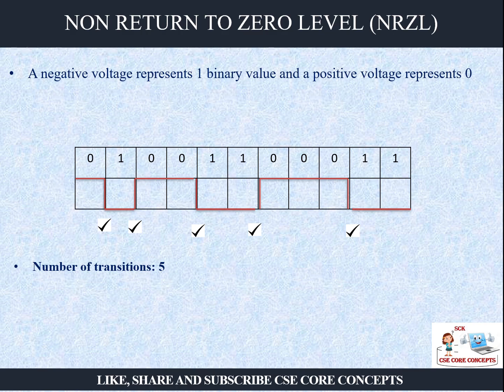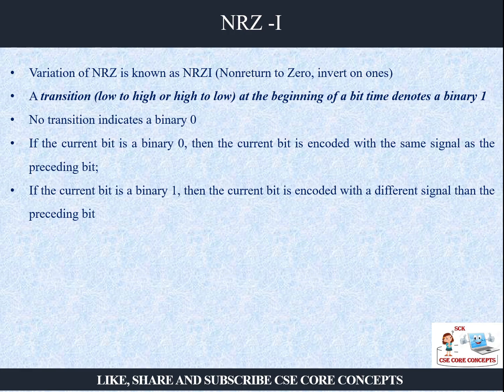A variation of the NRZ-L technique is called NRZ-I. In NRZ-I, that is non-return to zero, invert on ones, a transition from low to high or high to low at the beginning of the bit represents a binary 1, and if there is no transition, that means it is a binary 0.